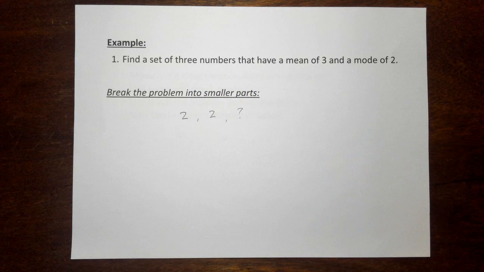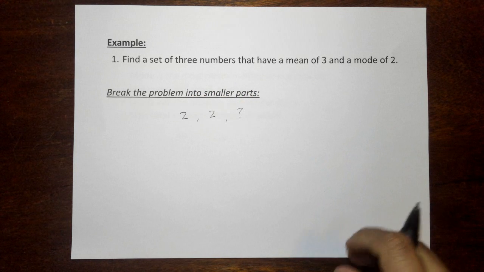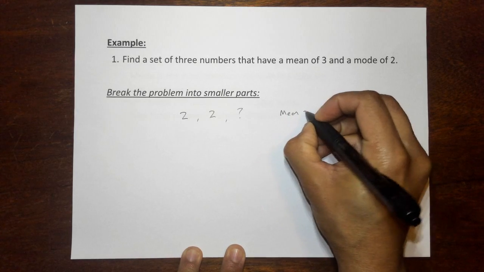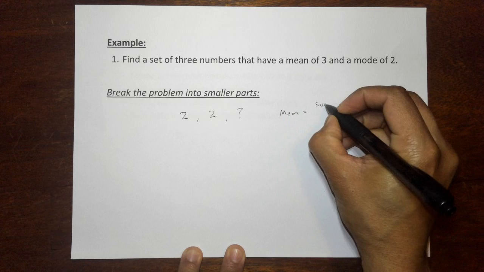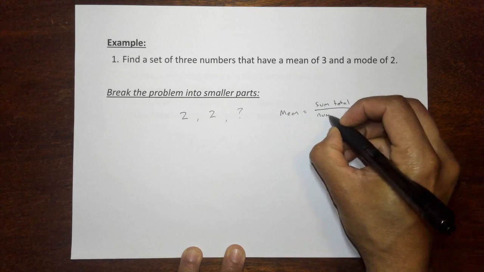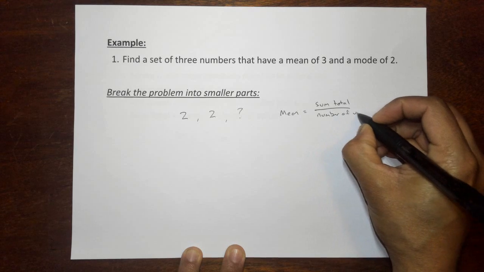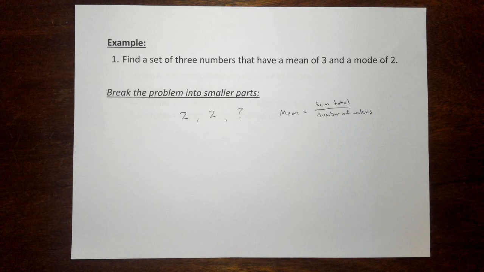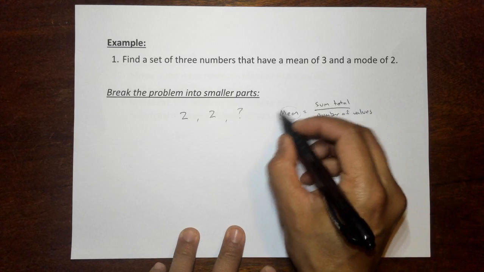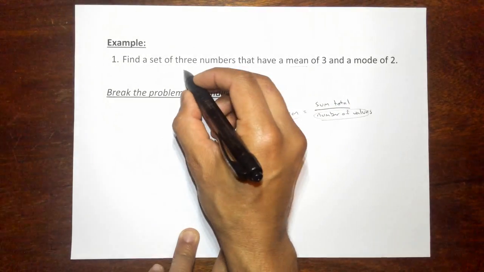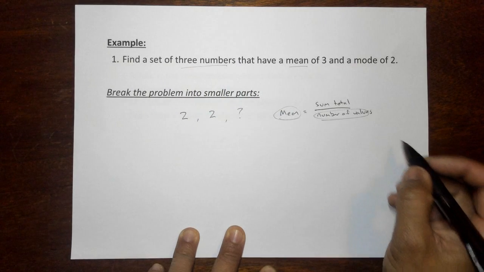Now we know from our previous video that the mean is equal to the sum total divided by the number of values. Now we've been given this in our question. We've been given the mean, that's 3. We've been given the number of values, that's 3 numbers.